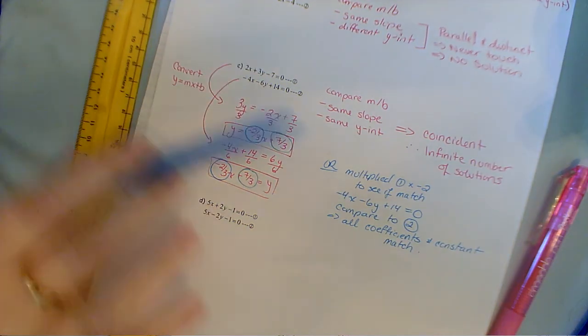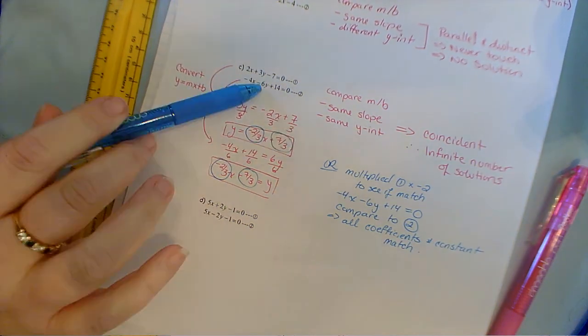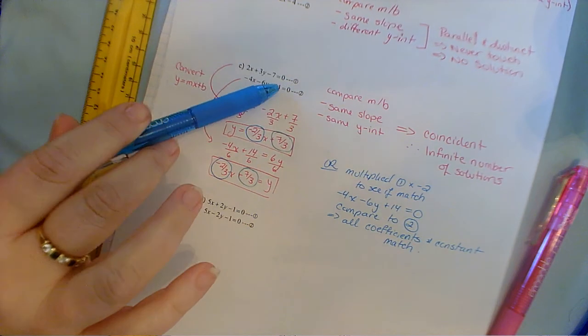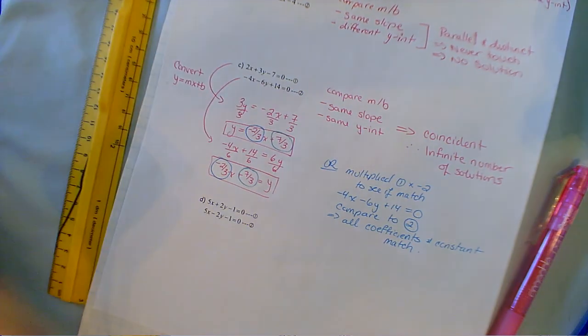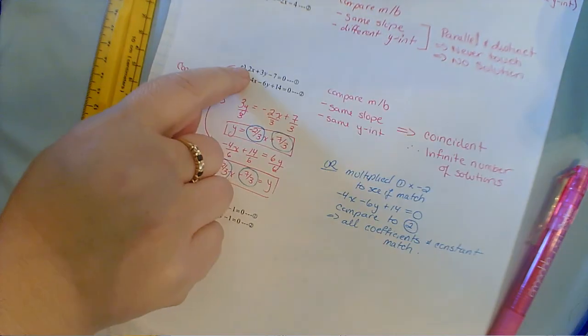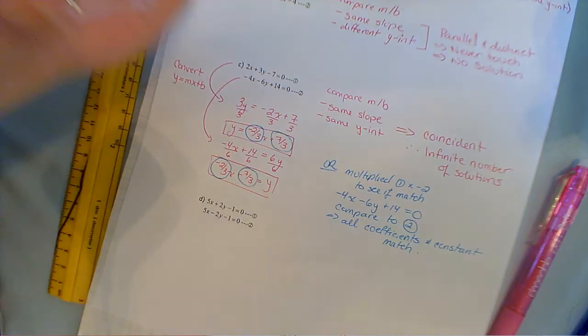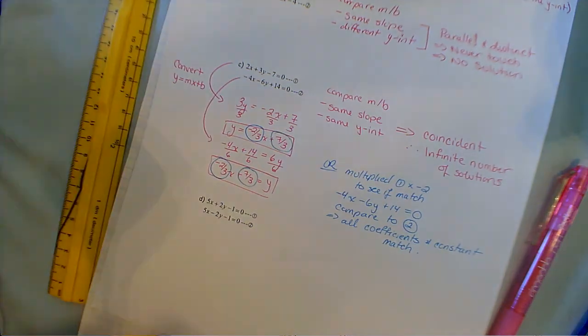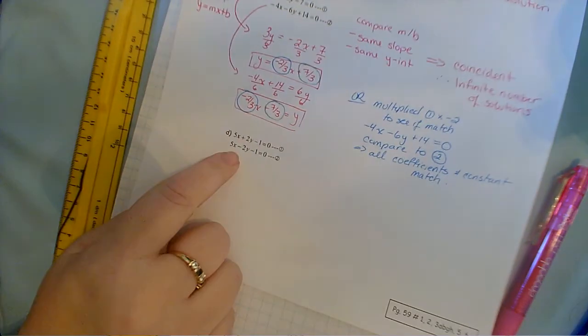The 2 became a -4, which matches. The 3 became a -6, which matches. And the -7 became a +14, which matches. So whether we reduce the second equation down or we multiplied up the first equation, they ended up becoming and looking the exact same. So let's try that method over here.